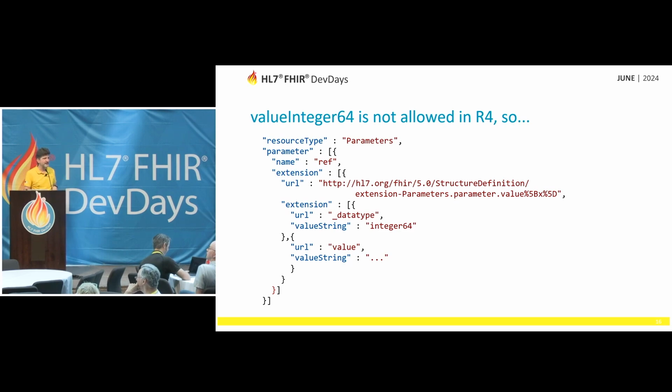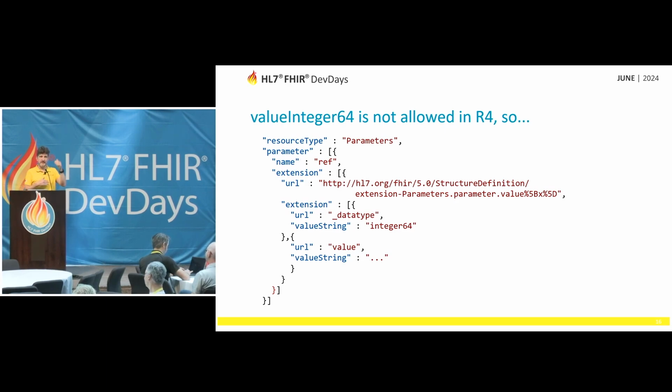Now, a new corner case, value integer 64. It wasn't even there. So how to express an integer 64 if we didn't have an integer 64? The backbones won't help you this time, right? There's just no way to express an integer 64. So what happens here, you can see underscore data type, integer 64, and then there's a URL called value with the value of string. So really? Yes, really. We just put the integer 64 in here as a string.